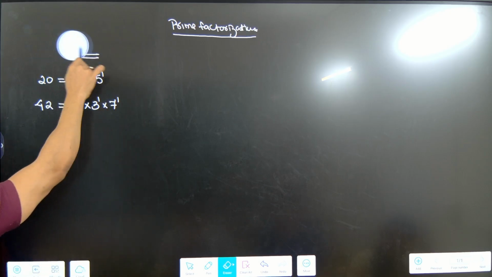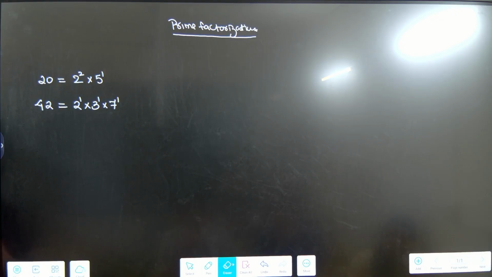Let's take these two numbers and try to find out the LCM and HCF of these two numbers. First of all, what is LCM?